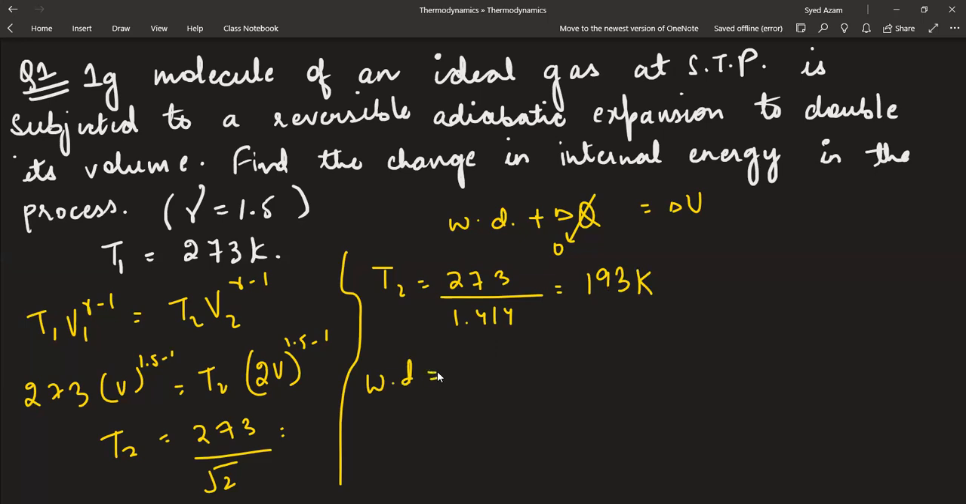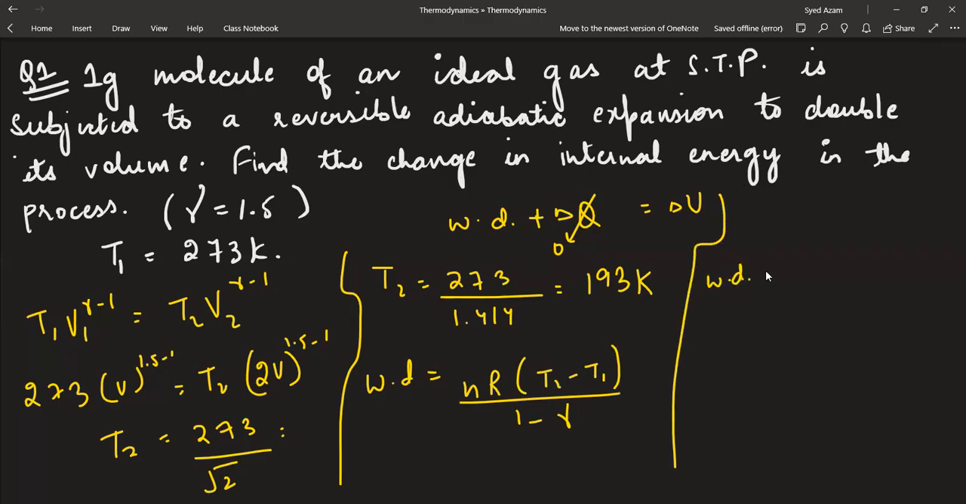Now we have T1 and T2. We can simply use the formula nR(T2 minus T1) divided by 1 minus gamma. If we put in the values here, class, work done will be equal to the change in internal energy. This is 8.314 times T2 minus T1, 273 minus 193 Kelvin. Here, don't take it as negative.